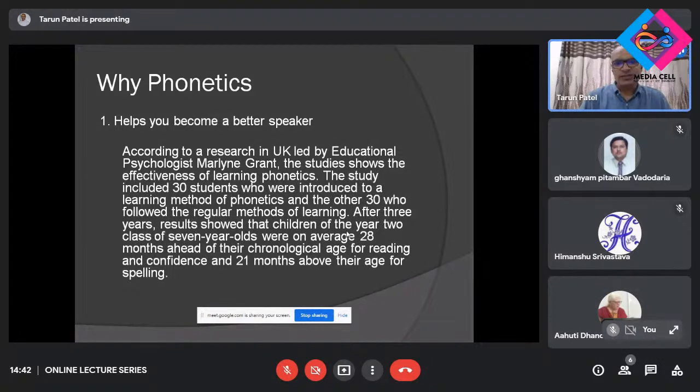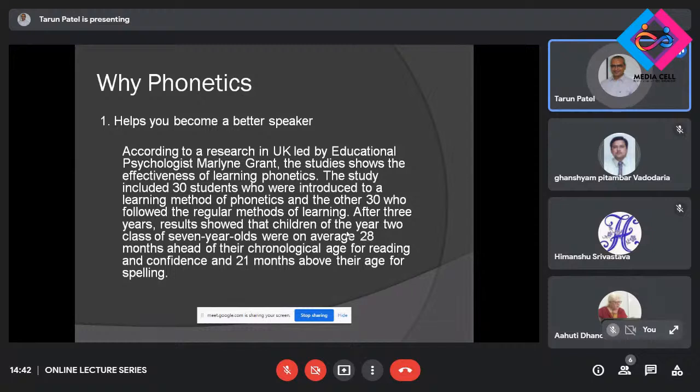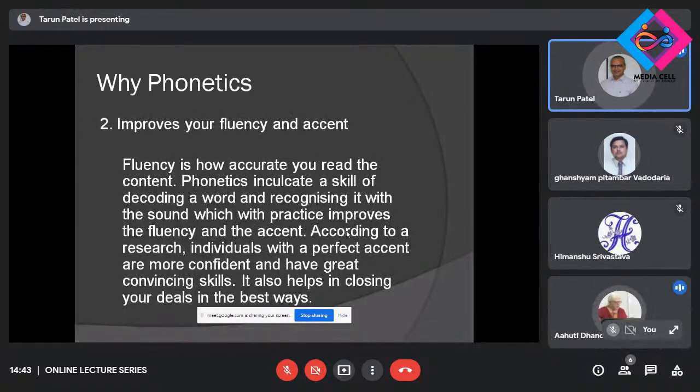According to a research in the UK, led by Madeline Grant, an educational psychologist, the studies showed the effectiveness of learning phonetics. The study included some 30 students who were introduced to a learning method of phonetics and the other 30 who followed the regular methods of learning. And here is the result. After 3 years, children of the year 2 class of 7-year-olds were on average 28 months ahead of their chronological age for reading and confidence, and 21 months above their age when it comes to spelling. You must have heard of spelling bee competitions, right? The ones who excel in such competitions are the ones who have got some kind of formal training in phonetics.